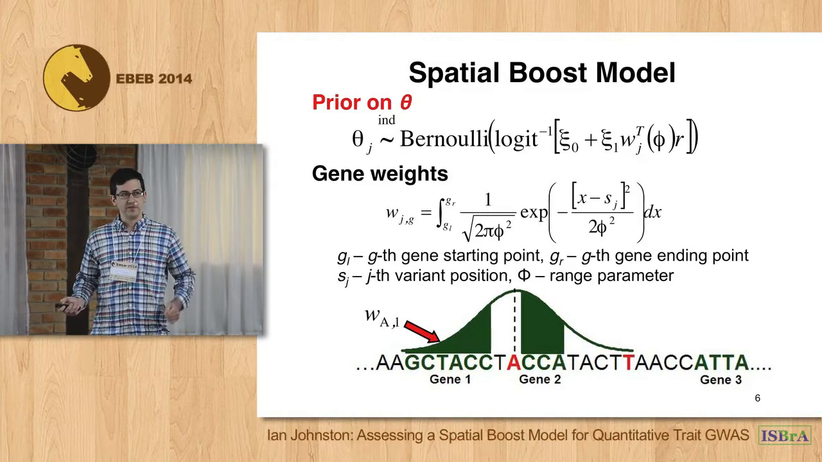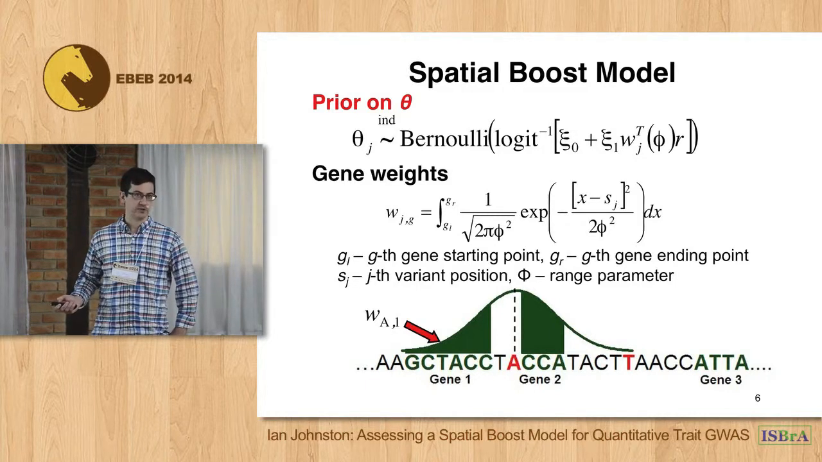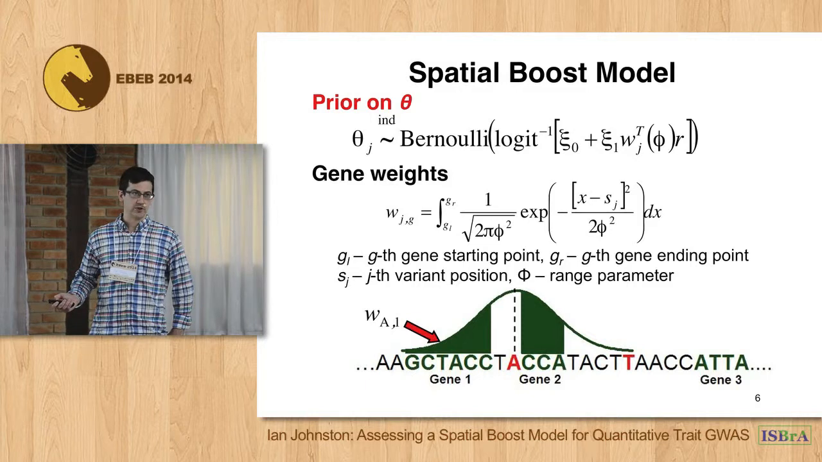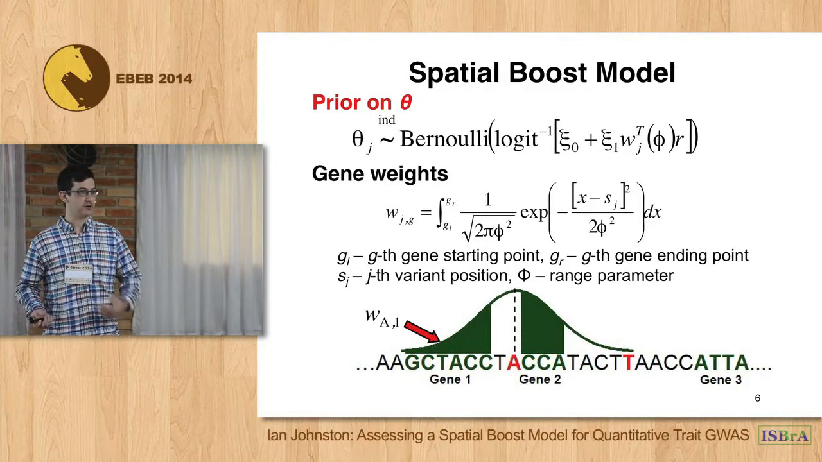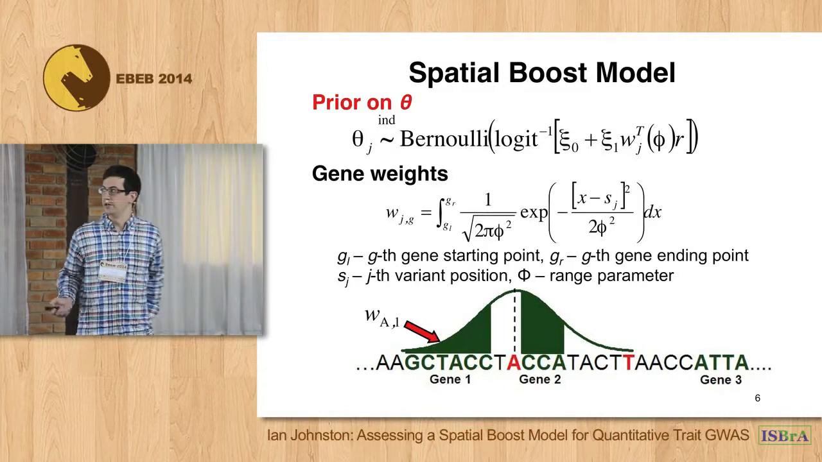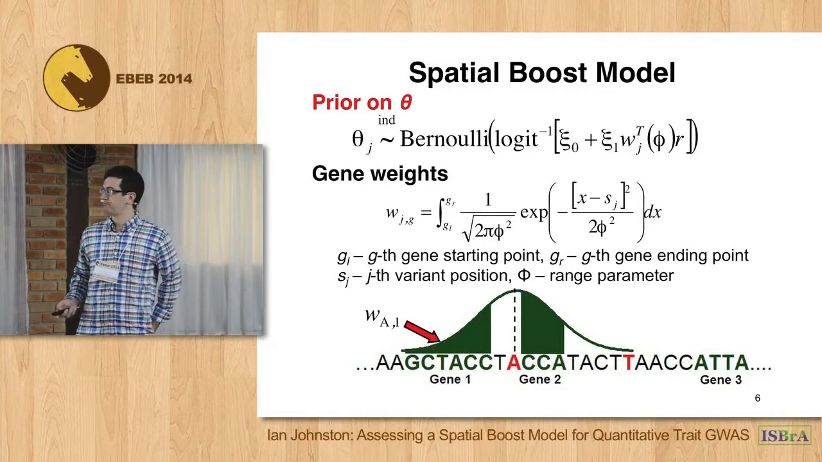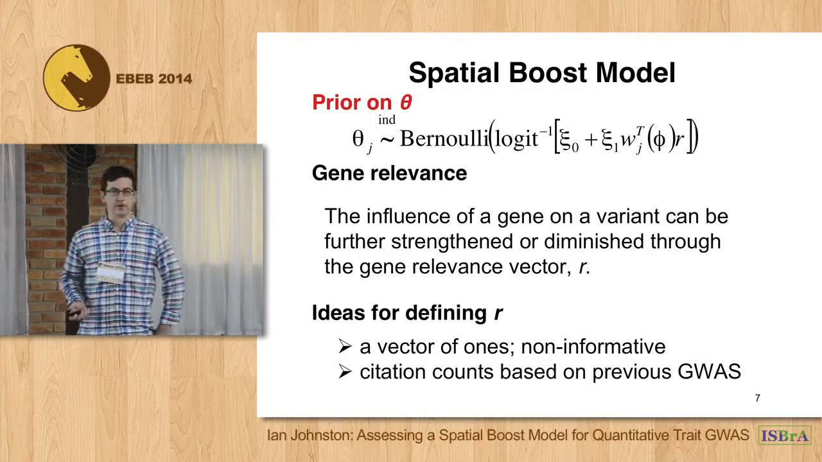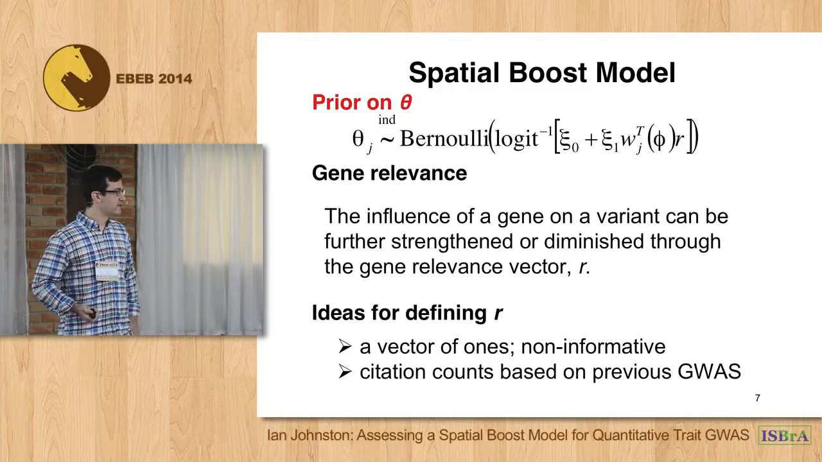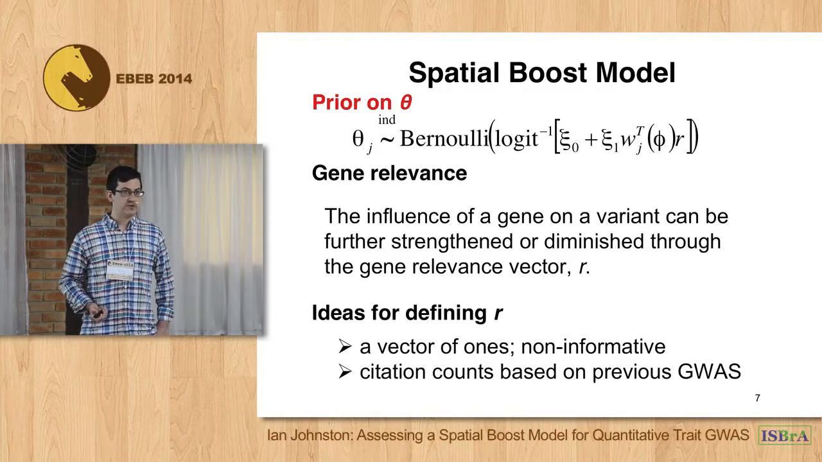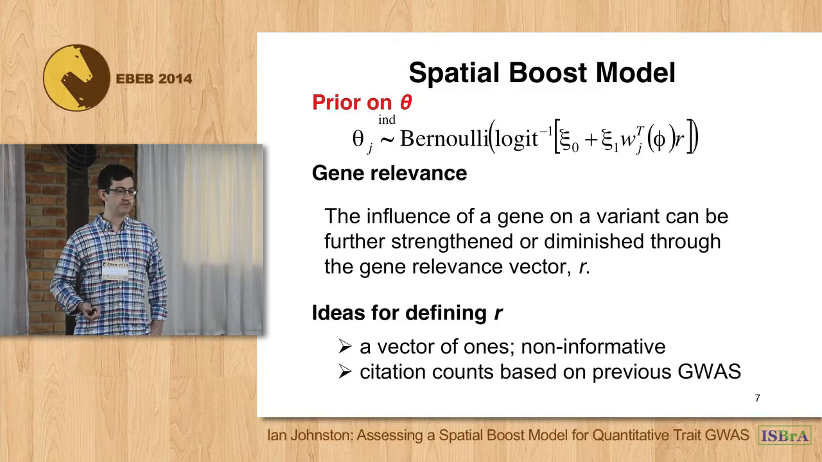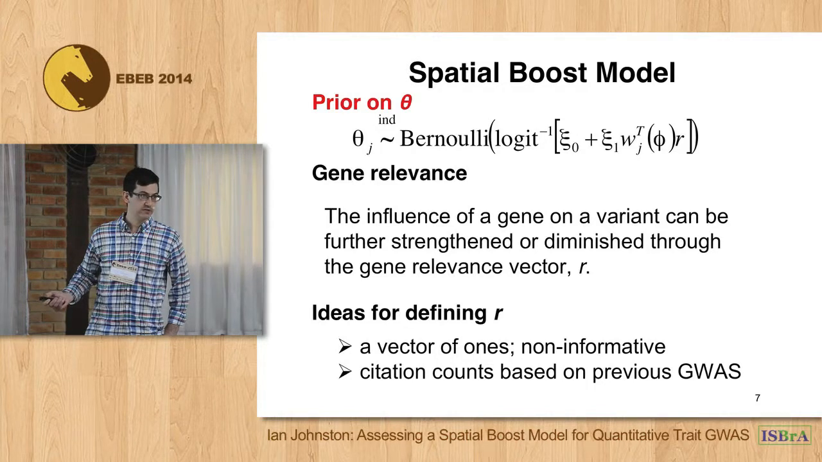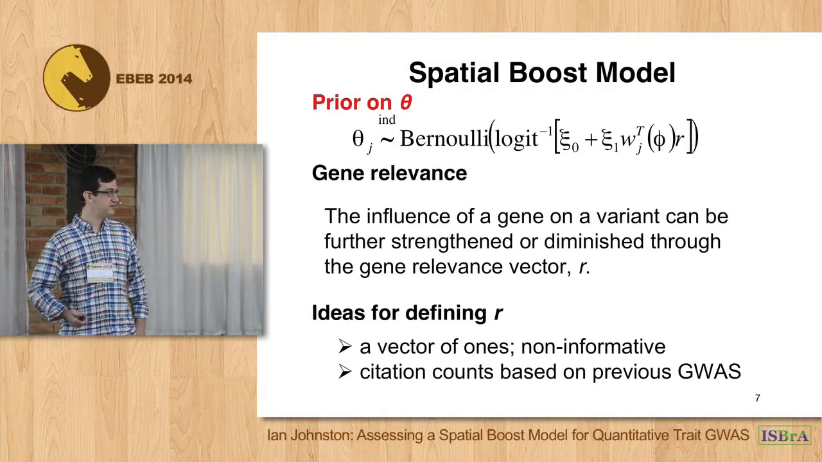So then after we pick this phi, and we have our Gaussian curve centered at a particular variant, we just calculate the area under this curve from the transcription start site of a gene to the transcription end site of a gene, and use that as our weight for a particular gene. And the relevance is this R vector. We have a few ideas of how to define the relevance of a gene. There are some text mining algorithms out there that search the GWAS literature and build a score based on the number of co-mentionings of a gene and a particular trait. We could also choose a non-informative vector, just of all ones, and let every gene be relevant.